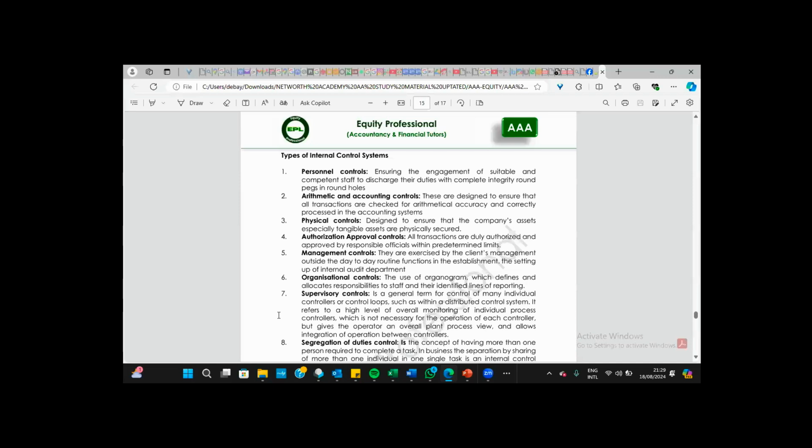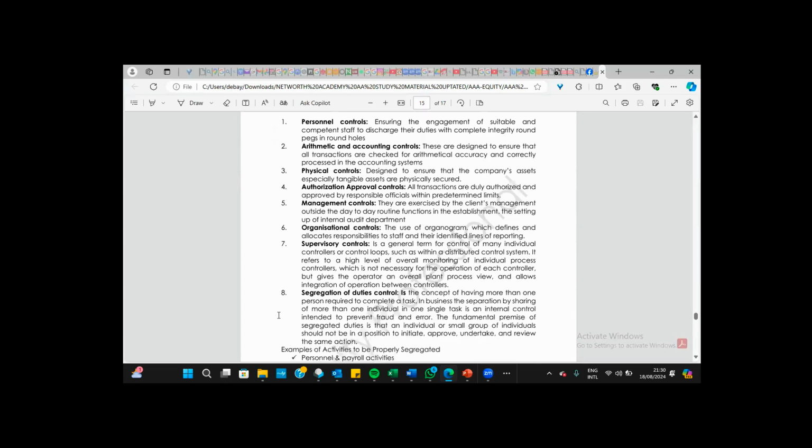Then we have organizational controls, otherwise known as the organogram. These are controls that ensure the lines of reporting and also look at the allocation of responsibilities to staff along the line of reporting. That means an accounts department should have staff that report from the account officer to the CFO. On no account should the account officer be reporting to the head of HR. That does not align. The account officer should report to the CFO, but not to the head of HR. You understand what I'm saying? That's what we mean by organizational control.